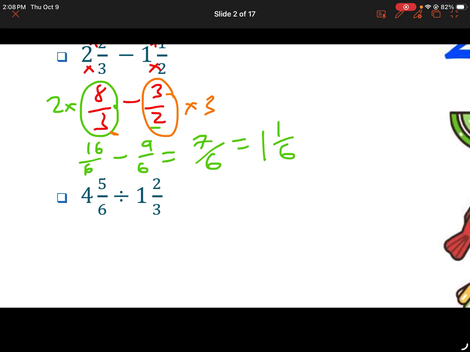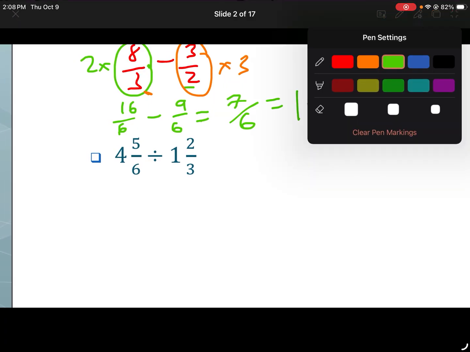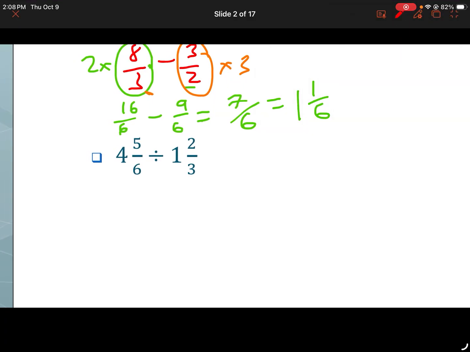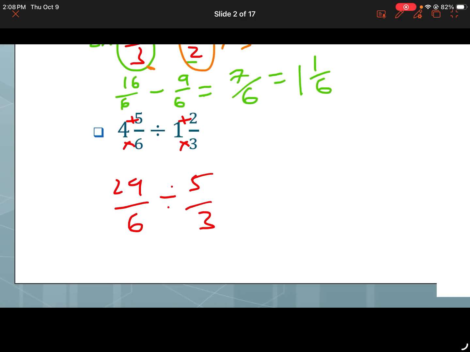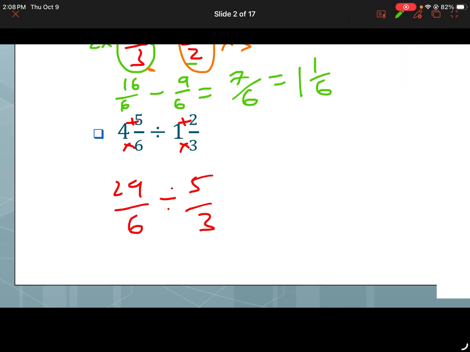Okay, for this, we know that when we divide fractions, we keep, change, flip, but you cannot do that until you make them improper. So 4 times 6 is 24, plus 5 is 29, over 6, divided by 1 times 3 is 3, plus 2 is 5, 5 over 3, and then we do keep, change, flip. Now remember, as you've seen here, I don't do the keep, change, flip until I've made them improper. If you try to do too much at once, you will make mistakes. It happens all the time.